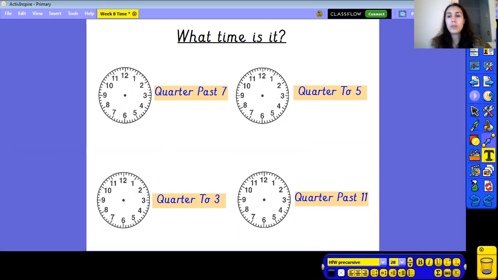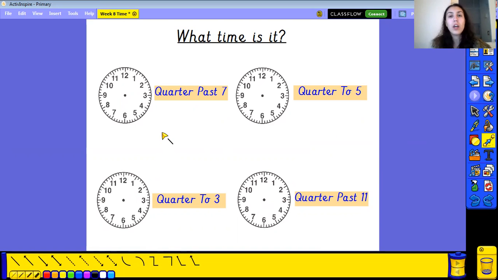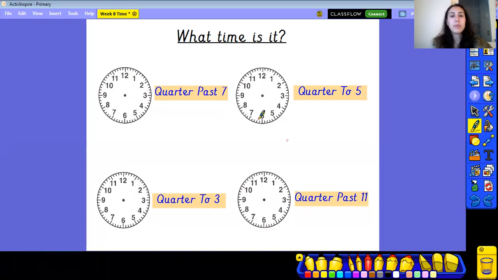Okay, this time it's a little bit different. We've got some times written next to the clock, but we have to draw the hands on the clock to show these times. So quarter past 7. So remember, all of these say quarter past or quarter to. And just think, when we split our clock into quarters, so when we go down, we're splitting it in half, and then we're splitting it in half again. We're going over the 3 and the 9. So that's where our minute hands are going to be for the quarter past or the quarter to.